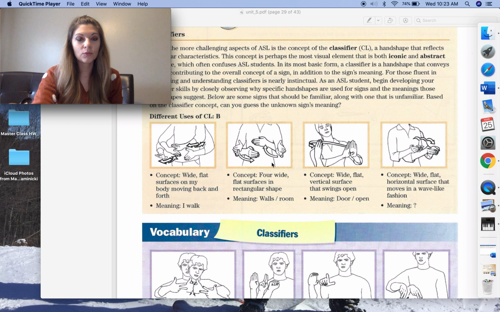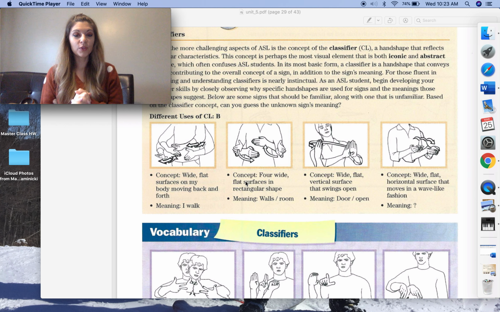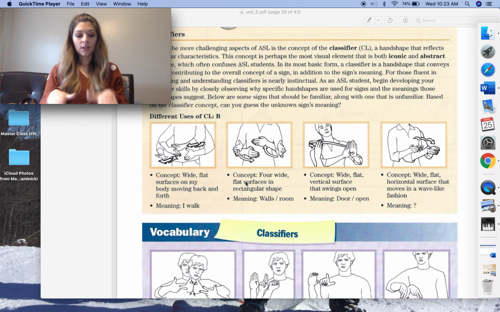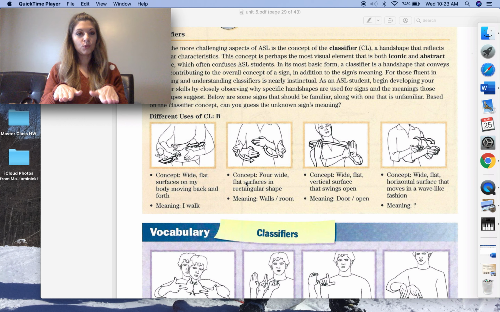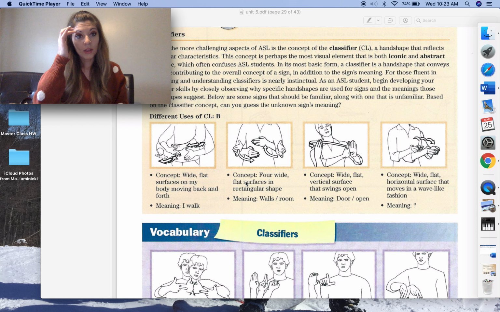So some of these right here, these are very basic classifiers that we've already been using, but you didn't really realize that they were classifiers because of their visuality. So the sign to walk. We're using the B hand shape for all of these. These represent your feet, and then they move according to how you walk. So what makes it a classifier is this is not just feet. You move them in a manner of how you are walking. Are you strolling? Are you walking quickly? So you can change and add meaning to them.